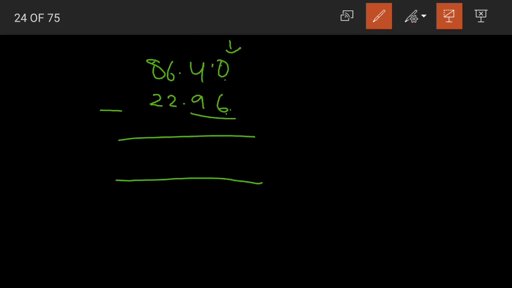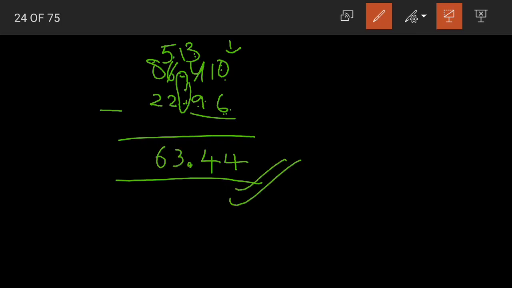0 minus 6 is not possible. So borrowing, 10 minus 6, 4. Again 3 minus 9 is not possible. So borrowing, 13 minus 9, 4. 5 minus 2. Again, see, don't forget to put the points here. We have points here, so even in the difference, we have to place the decimal point exactly below. 5 minus 2, 3. 8 minus 2, 6. Understood, children? 63.44 is our answer.